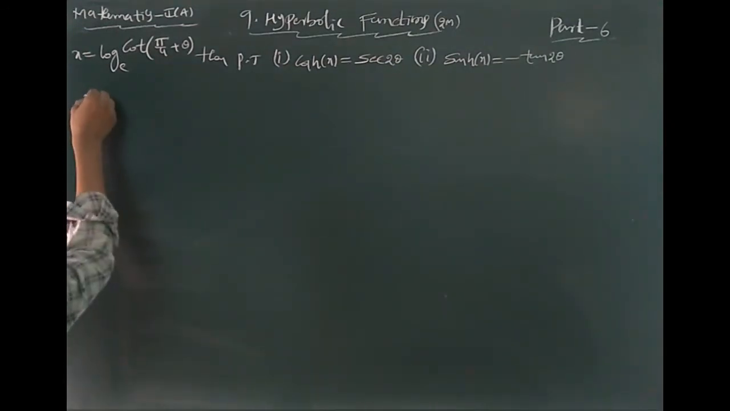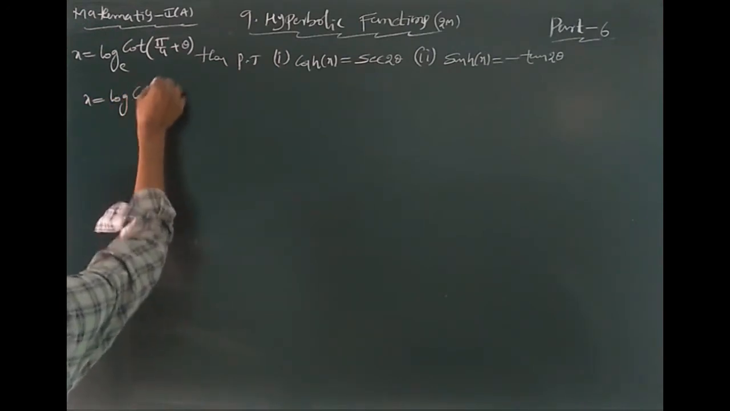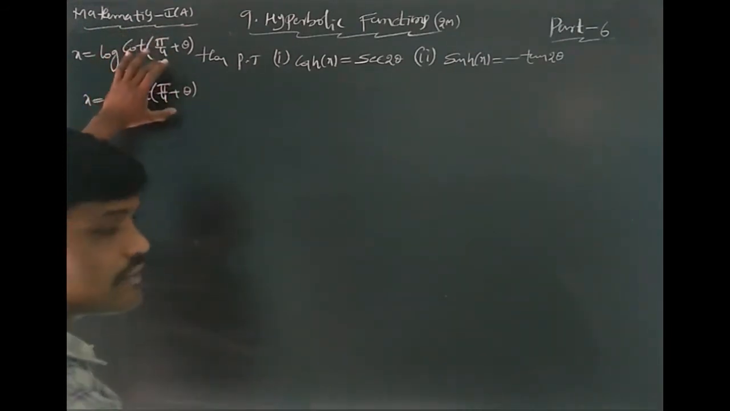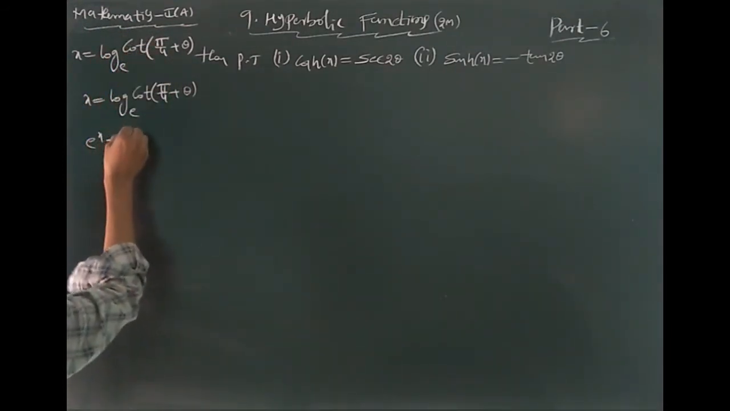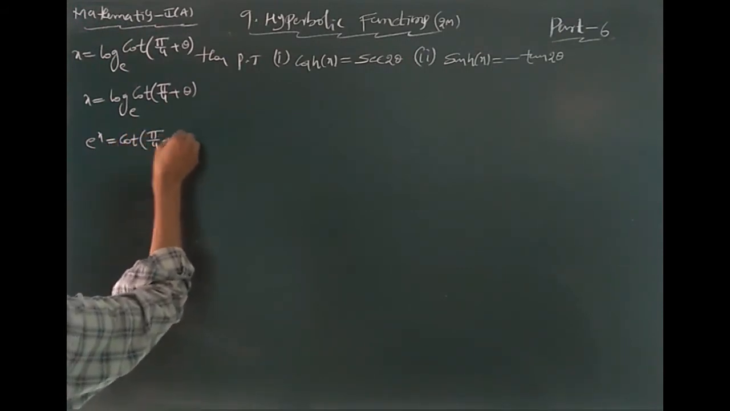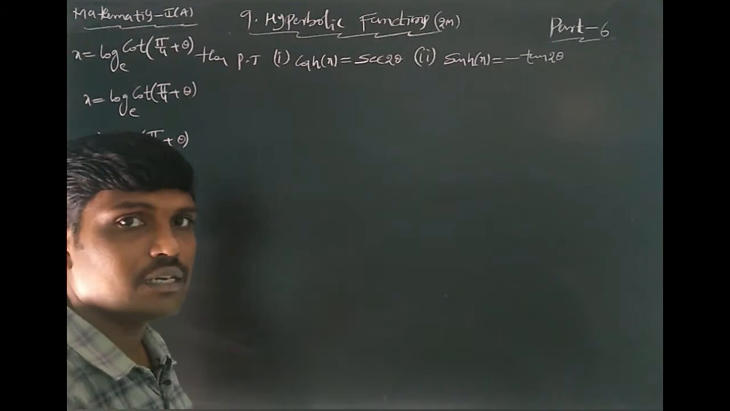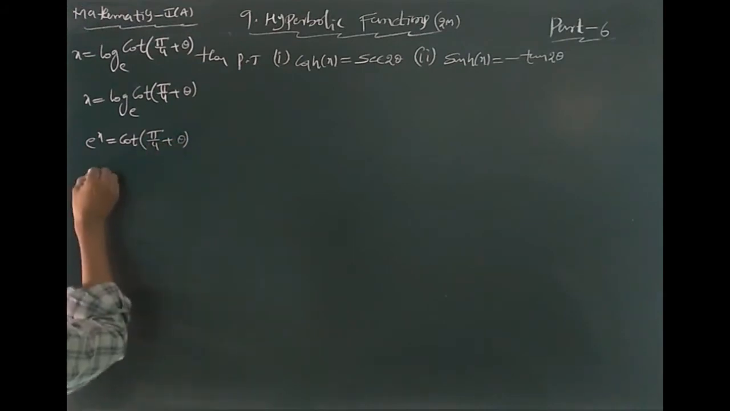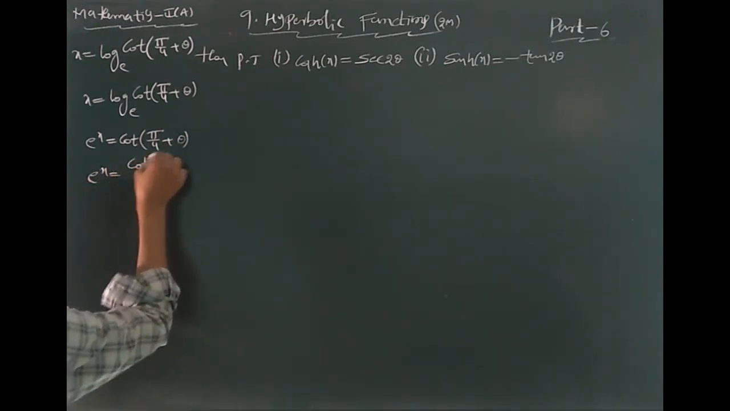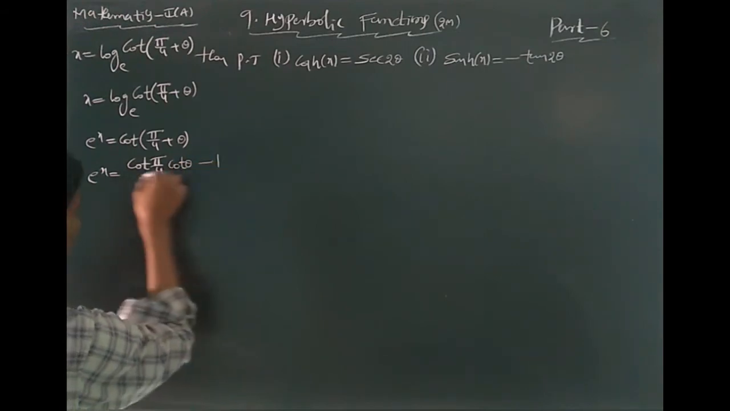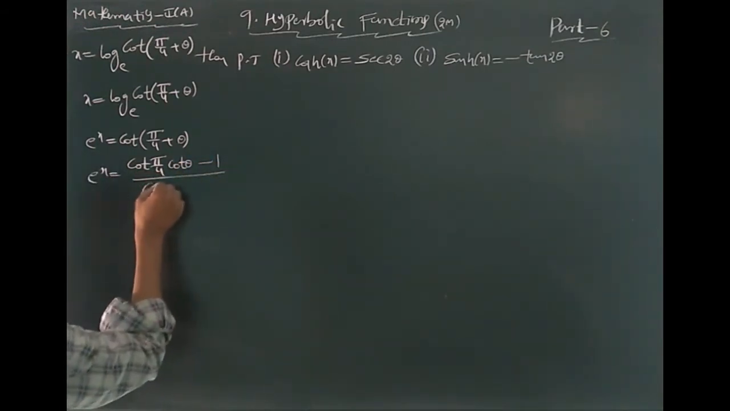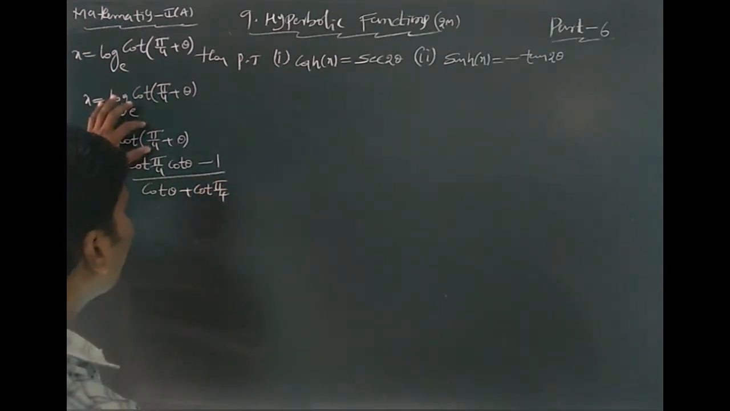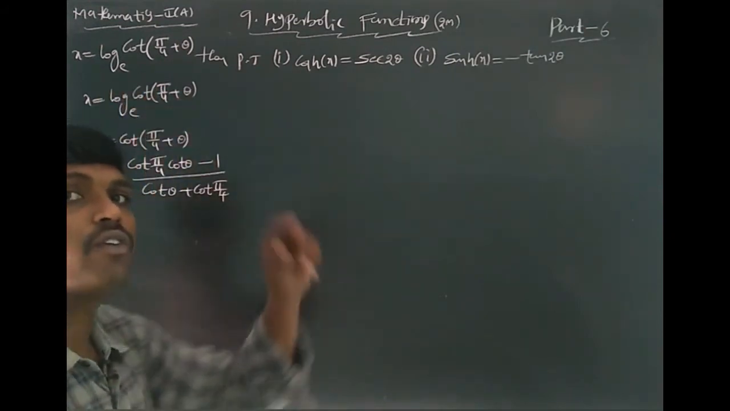First of all, x is equal to the given log of cot of pi by 4 plus theta. Here, by the logarithmic definition, this can be written as e power x is equal to cot of pi by 4 plus theta. I already explained the logarithmic definition in the previous problem. That's why you can write this step. Here you use the cot a plus b formula. What is that formula? Cot a into cot b minus 1 by cot b plus cot a. This is the formula of cot of a plus b. In place of a you can write pi by 4. In place of b you can write theta.